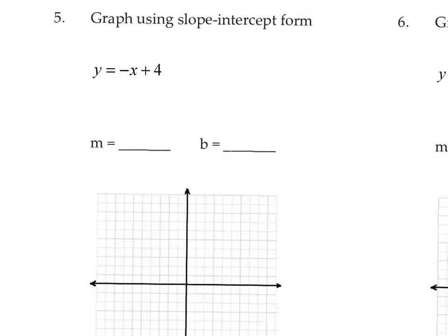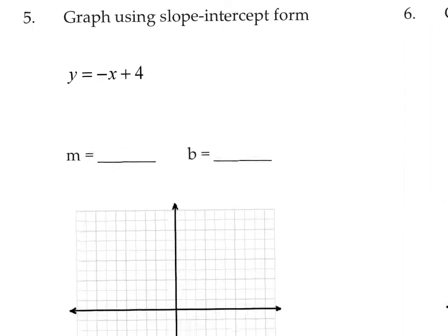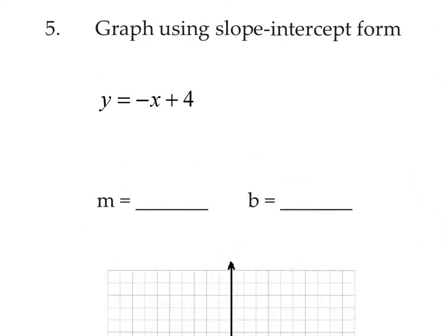All right, on number 5, we're going to graph using slope-intercept form. So let's answer the questions first. Is this in y equals mx plus b? Looks like it. We have an x term, we have a b term. So the slope is here in front of x, and obviously there's a negative there, but what's the coefficient?